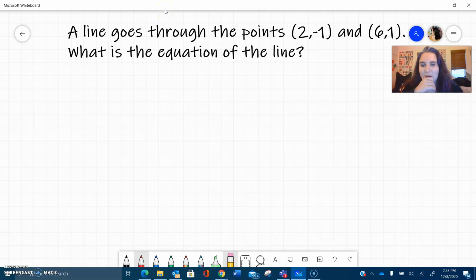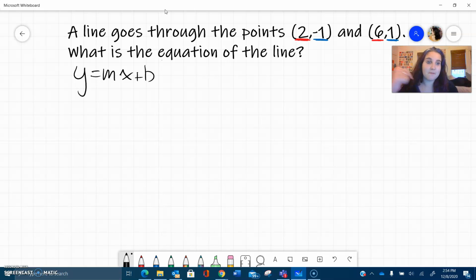Okay, so I'm given 2 points. Here are my x values, 2 and 6. And my y values are -1 and 1. And I need to write an equation in the form y equals mx plus b. So the first thing I need to do is find the slope. This time I'm going to find the slope using the slope formula. So m equals y2 minus y1 over x2 minus x1. So I need to find the change in my y values and then the change in my x values.